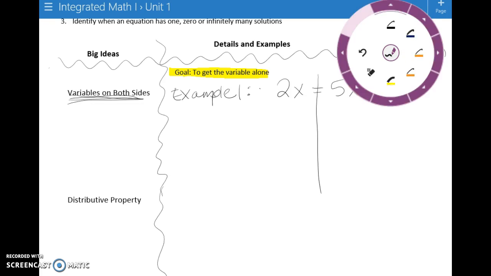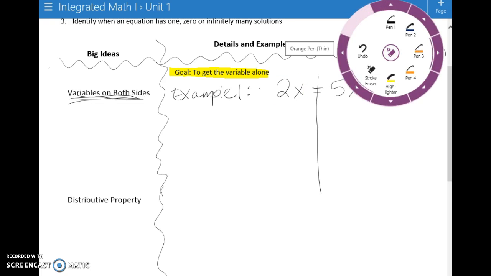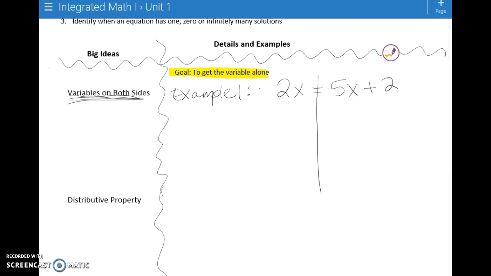So here's the big question. I want the variable on one side. Which side should I put it on? Well, look at the situation here. If I move 2x over there, there will be nothing left on the left side. So no, we don't want to move 2x. We're actually going to move 5x over to the left side where 2x is. That way all our x's can be on the left side. So how do I move it? First figure out what you want to move to. Then, how do I move it?